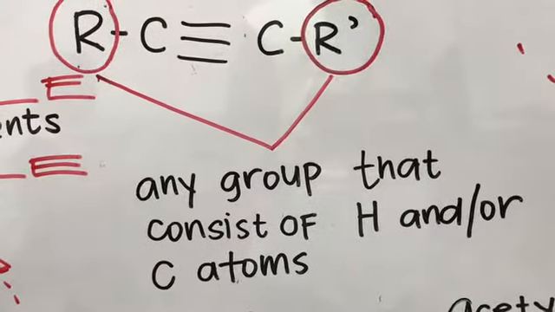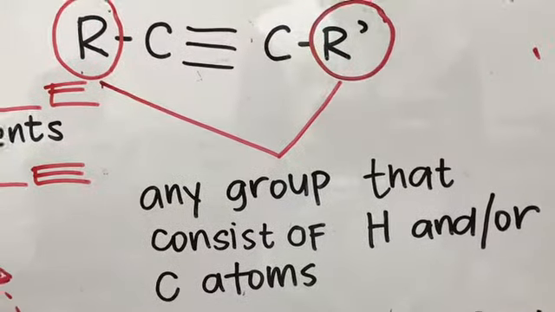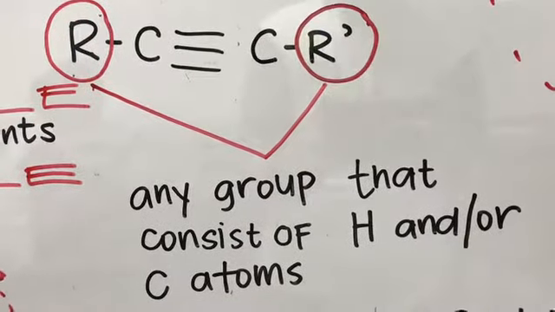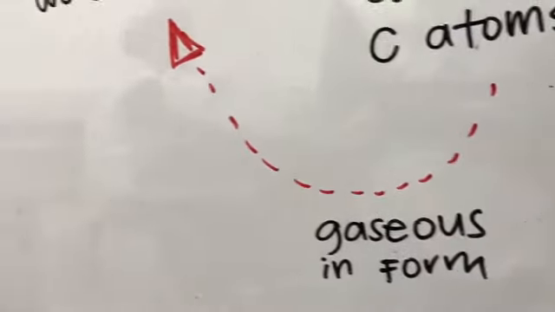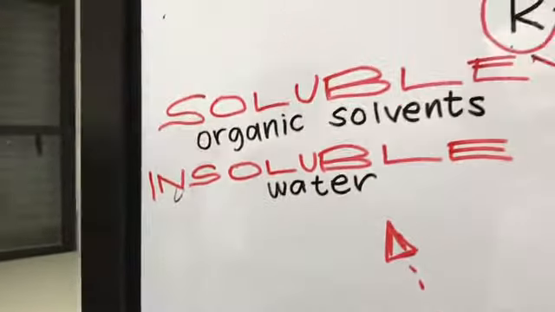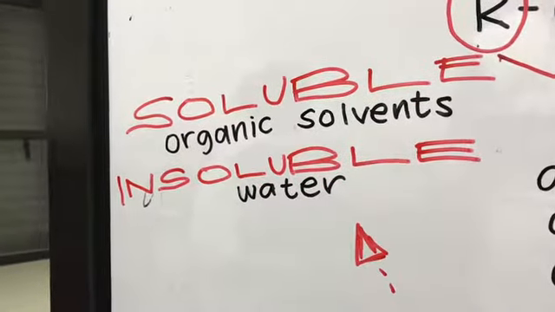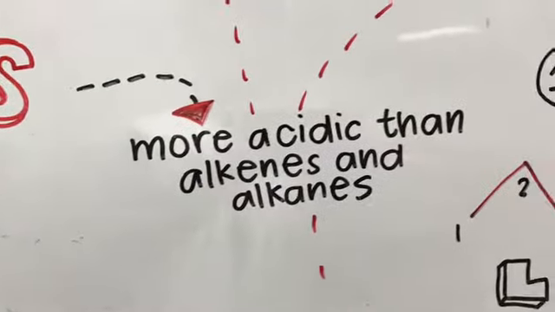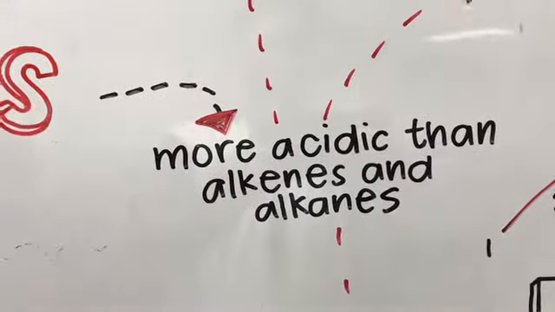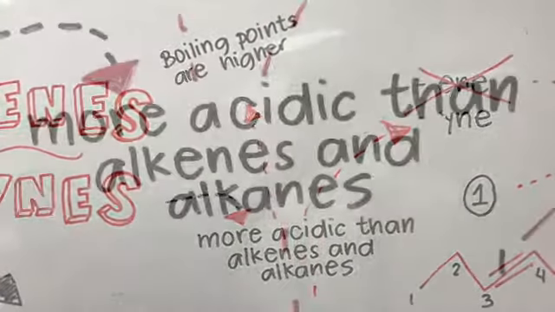Now let's know more about alkynes. What do they look like? Alkynes are gaseous in form and they are soluble in organic solvents like benzene and acetone, but they are insoluble in water. Alkynes also tend to be more acidic than alkanes and alkenes. Their boiling points are also higher than that of alkanes and alkenes.